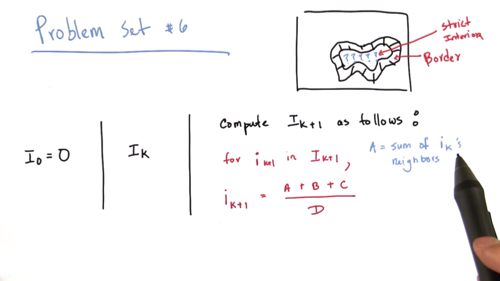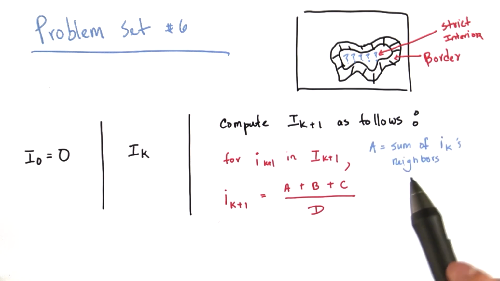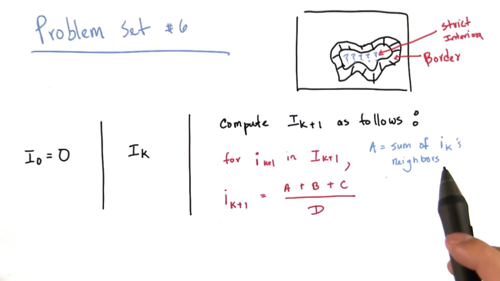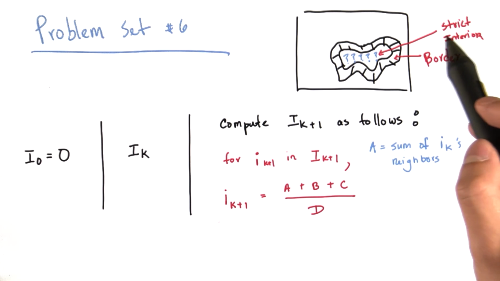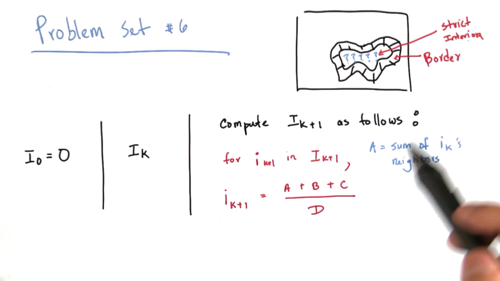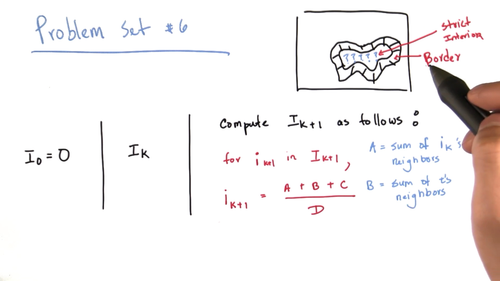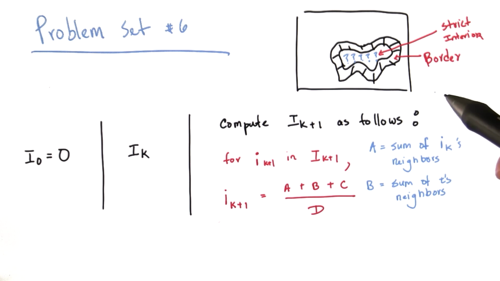A is the sum of Ik's neighbors. We don't include Ik in the sum, and we only include Ik's neighbors if they are in the strict interior portion of the mask region. B is the sum of T's neighbors, where T is the corresponding pixel value in the target image. And the target image in our case is the swimming pool. And we only include T's neighbors if they are in the inside border of the mask region.